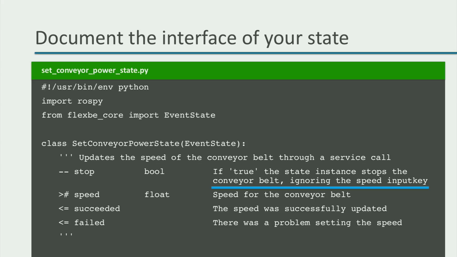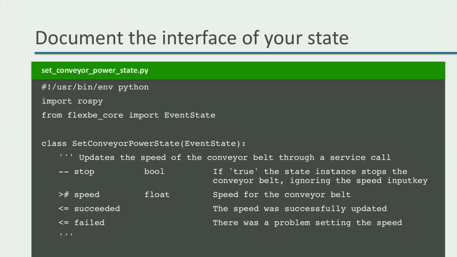The next element we have is an input key, as denoted by greater than and hash. We call it speed, and it is of type float. And we have here its description. Finally, the 2 possible outcomes of our state are defined with less than and equal symbols, followed by the name, in this case succeeded and failed. Note that the outcomes do not have a type, but they do have a description.